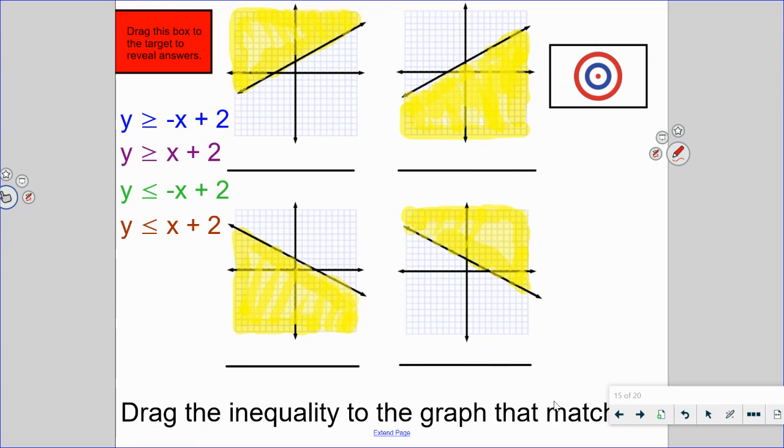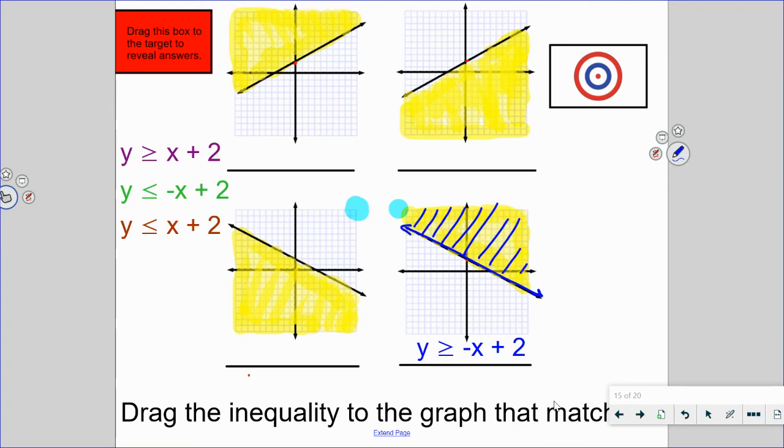So I'm going to start with the blue one. Blue one has a y-intercept of +2. Well, guess what? They all seem to have a y-intercept of +2. So that's not really going to help us, is it? Now, blue one does have a slope of -1 to 1, so I got to have a negative slope. Therefore, I'm looking at the bottom two examples. And the blue one is greater than or equal to, so I should have a solid line with shading above that line. And so that one will match up with the bottom right example. Solid line, shading above.